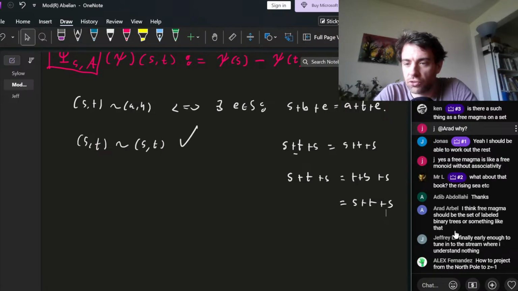Magma should be the set of labeled binary trees. Interesting.